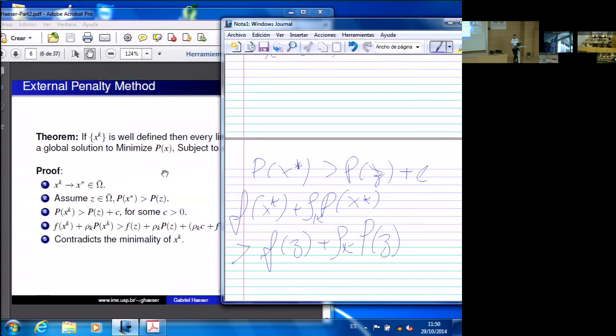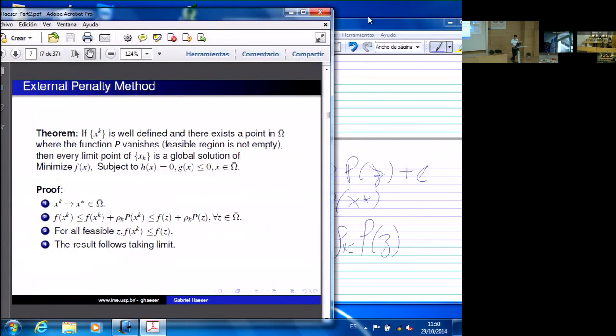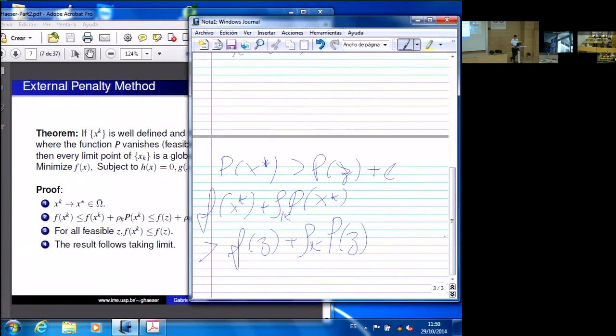Any doubts here? Are you following? Okay. So we established this result. Let's look at the optimality of limit points.